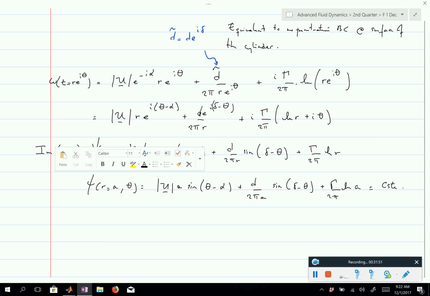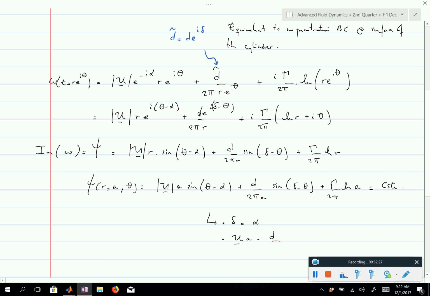They just have two signs. So the only way you can do that, so this is going to be a constant, only if you have delta equals alpha. And once delta is equal to alpha, you still have a sine, right? So you need to have the constant in the front equal to 0. So you need to have UA minus D divided by 2 pi A. This needs to be equal to 0. And then those two terms cancel, and then you're fine. Right?